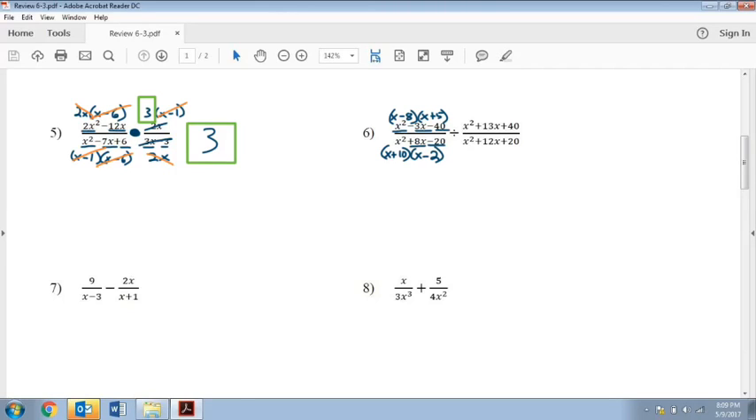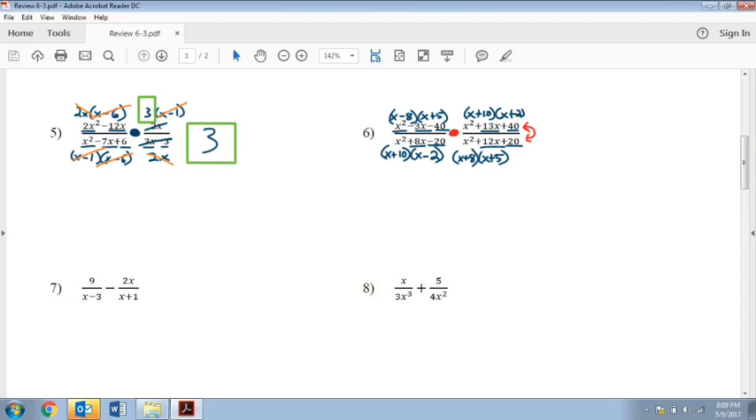Alright, remember, we need to flip this one and turn it into a multiply. So, I'll factor the top first. Two things that multiply to 40 but add to 13. That would probably be 8 and 5. Yep, x plus 8 and x plus 5. And then two things that multiply to 20 but add to 12. That would be 10 and 2. X plus 10 and x plus 2. A lot of common variables there.